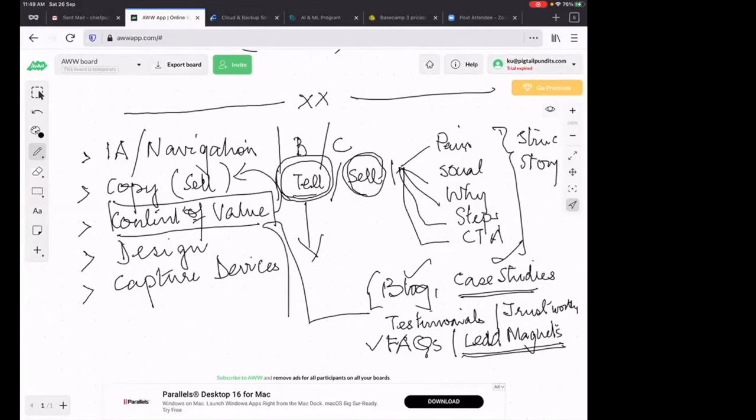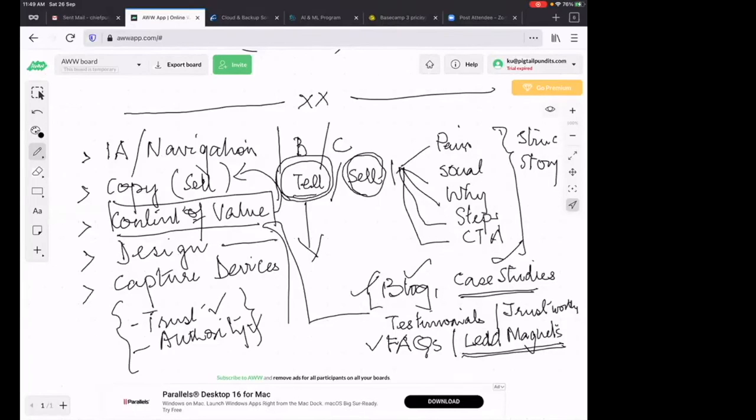And this essentially builds two capabilities. One is trust, and the other one is authority. People buy from you once they trust you and once they perceive that you are the authority. Now, how do you do this online? You do it through content.